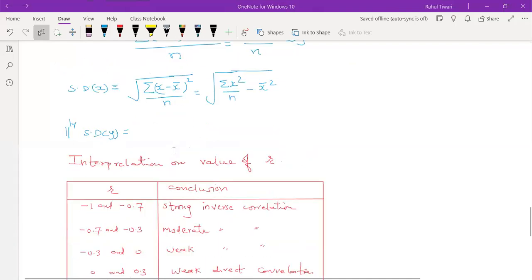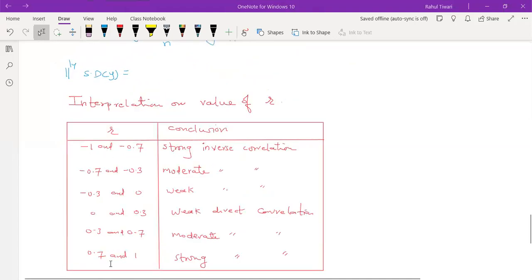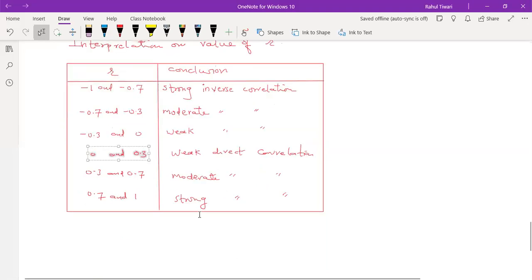And then when you just do the problem, it is the same standard deviation of x and standard deviation of y. This remains the same, instead of x we have a y. And this is the point which is very, very important. So if my value lies between 0.7 to 1, you can say strong direct correlation. If between this, then moderate direct correlation. If between this, then weak direct correlation, and so on. So this is very, very important.